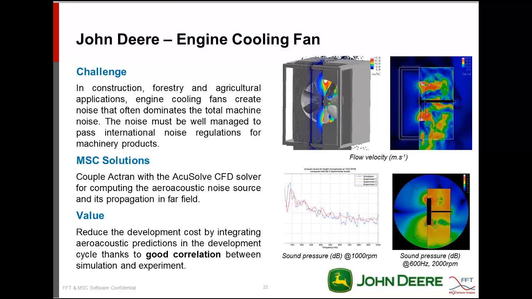Next example is from John Deere. It's a cooling fan, an engine cooling fan. In construction and agricultural machineries, engines are very powerful, up to 600 horsepower, and vehicles being slow or stationary, huge cooling fans are required. For computing the noise, Actran used data from an unsteady CFD, and very good correlation with experiments has been obtained.